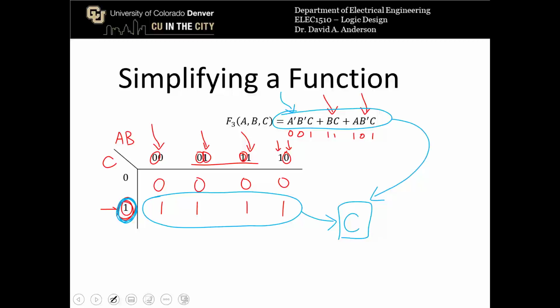All right, so that's all of the examples I'm going to do for K-maps here, and I'll do quite a bit more in class.